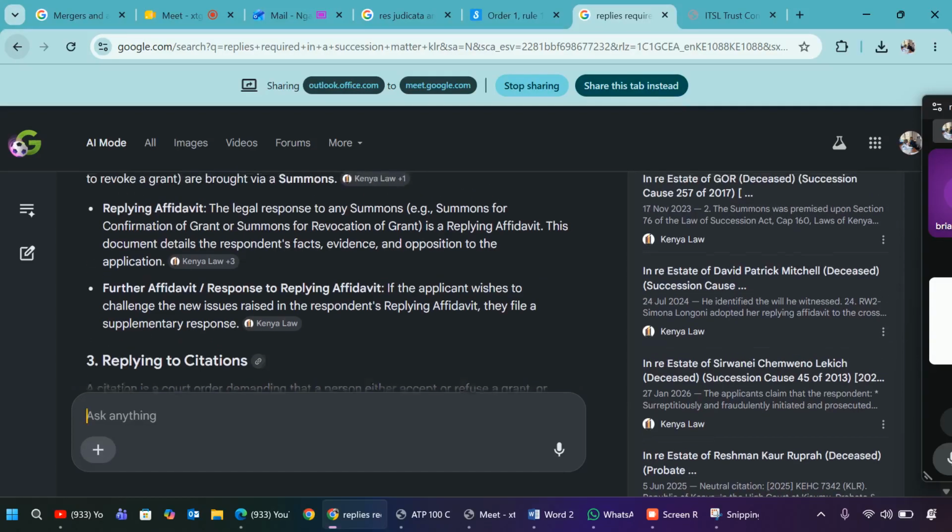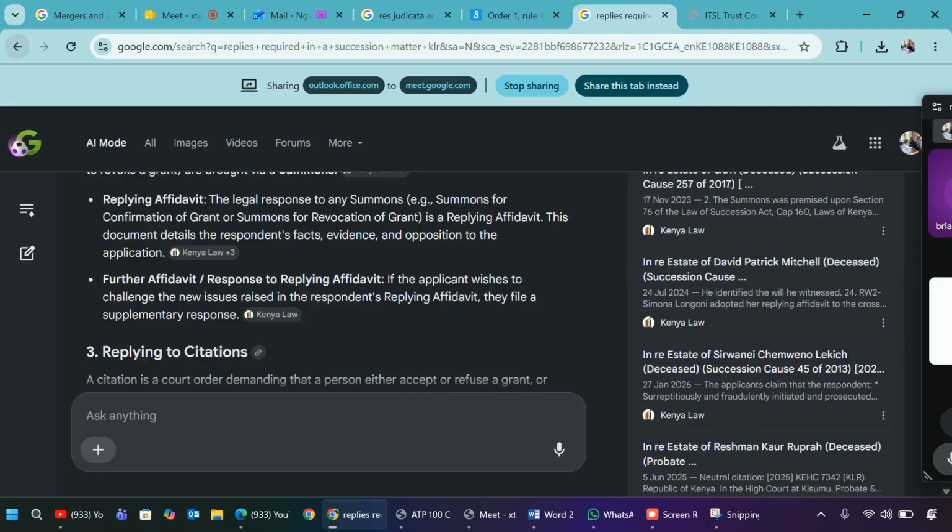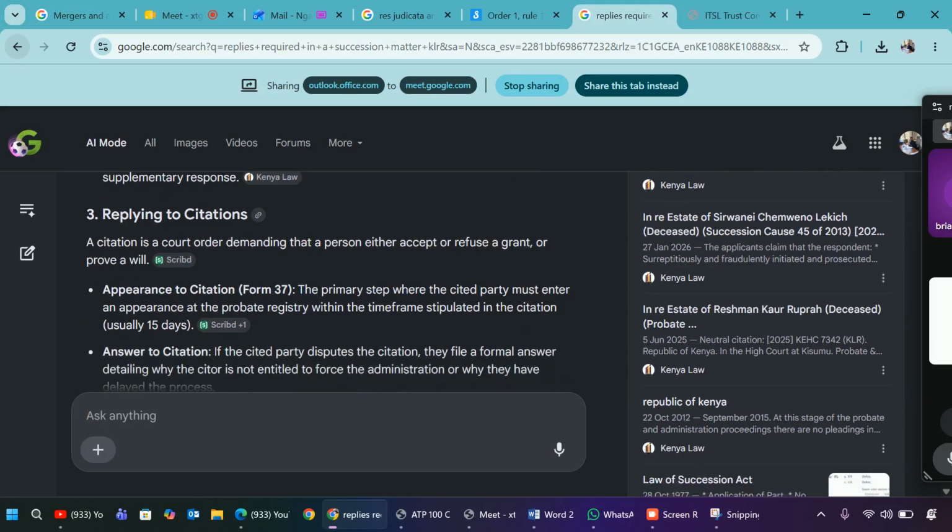Then we have what we call a further affidavit, or response to replying affidavit. If the applicant wishes to challenge the new issues being raised in the respondent's replying affidavit, they file a supplementary response to it. Then, how do you reply to citations?